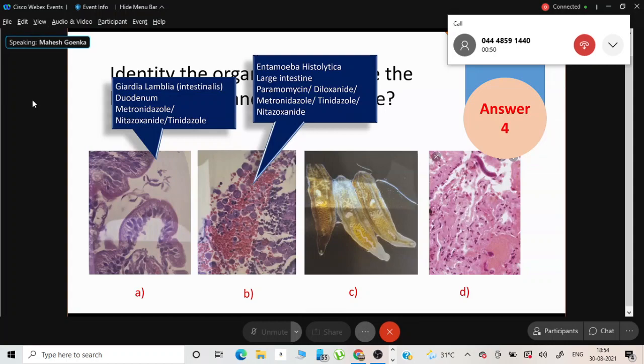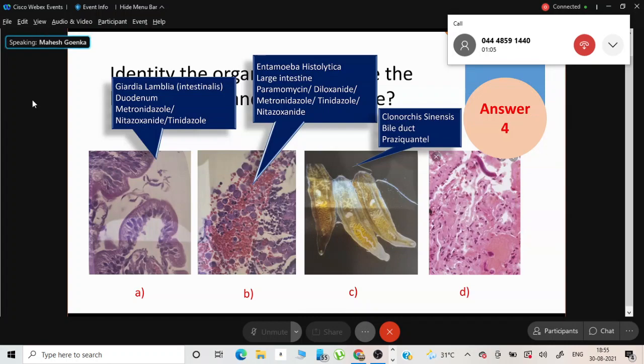The third one, I hope some of you found it to be correct. This is Clonorchis sinensis. This is a liver fluke. This is not Fasciola hepatica, which looks a little different. The site could be either, you mentioned bile duct, or even liver would be all right. And praziquantel is the drug of choice.